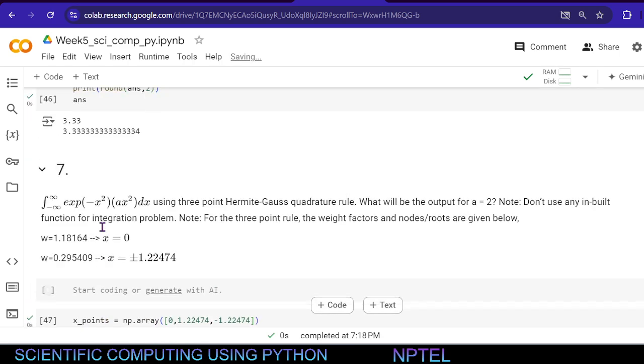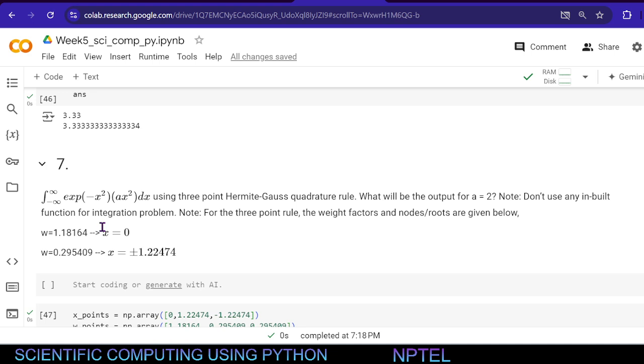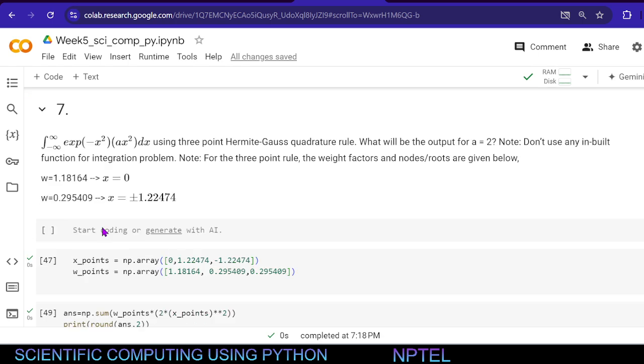And they are always given, right? If they are not given, you just call the special function. What was it called? Yeah, scipy.special, and import roots_hermite, roots_lagrange, etc. Sorry, roots_legendre, etc.